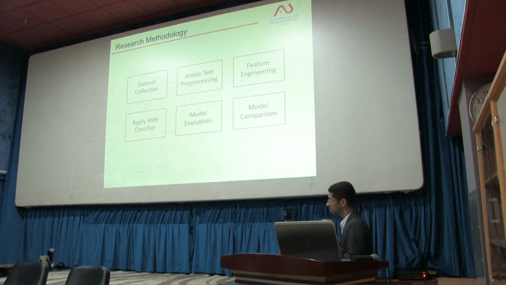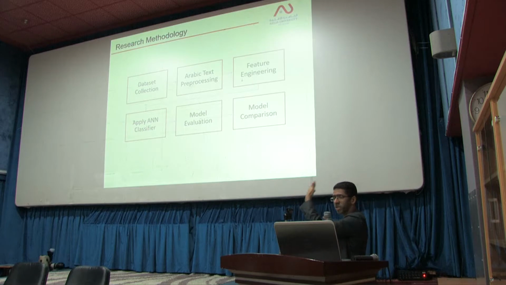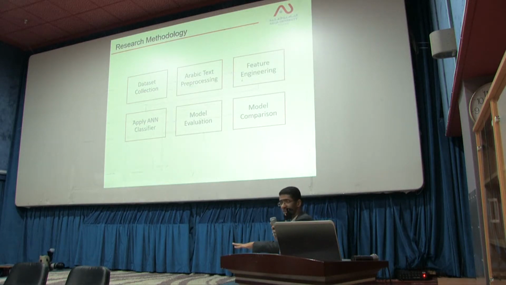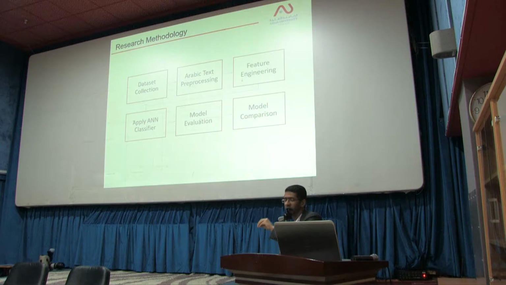Okay, the research methodology that I followed in my research: first of all, data collection and Arabic text preprocessing, then feature engineering, which consists of feature selection, representation, and feature reduction methods, and then applying the artificial neural network classifier implemented in different ways, and then evaluating that classifier based on different architectures, and finally comparing the model extracted for the artificial neural network with other classifiers that are common in Arabic text classification.